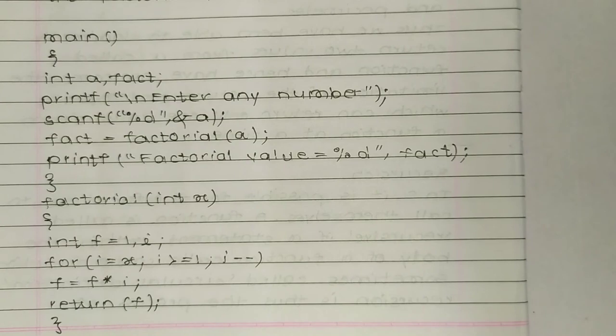Now the bracket is closed. Now the factorial function. Factorial(int x), int f = 1, i. Now for i = x, i >= 1, i--, f = f * i, then return f. So this is the factorial function, in which for i = x, i is greater than or equal to 1, and i--, f = f * i. So the factorial function is completed here.